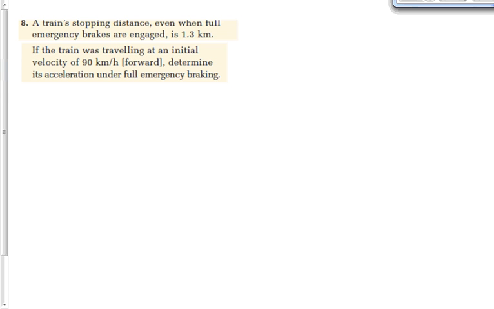Number 8 says a train's stopping distance, even when full emergency brakes are engaged, is 1.3 kilometers. So trains take a while to stop because they're heavy, right? If the train was traveling at an initial velocity of 90 kilometers per hour, hey, I'm going to circle that because I don't like seeing kilometers per hour here anymore. I want to probably end up converting that to meters per second. What's the acceleration under full emergency braking? Should have circled that as well.